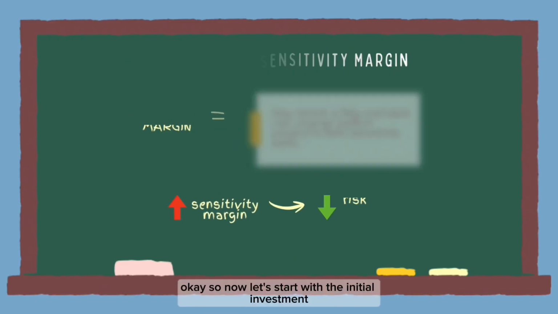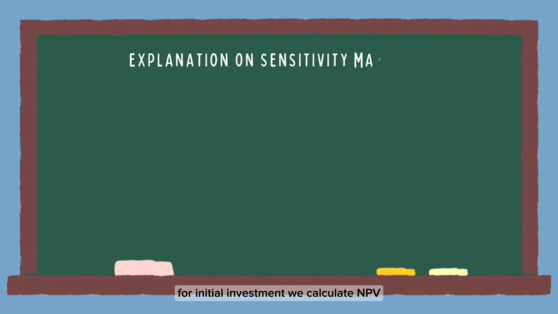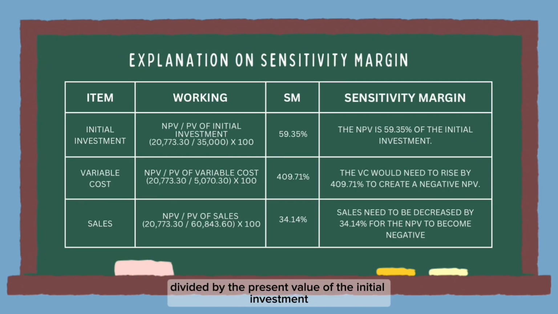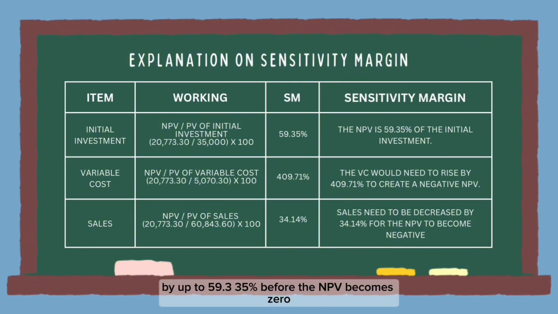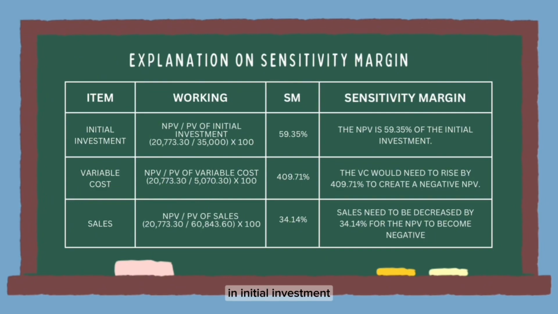Okay, so now let's start with the initial investment. For initial investment, we calculate NPV divided by the present value of the initial investment, which is 20,773.30 divided by 35,000, giving us 59.35%. This means that the initial investment could increase by up to 59.335% before the NPV becomes zero. This shows that the project is reasonably tolerant of increases in initial costs. Therefore, the project is not highly sensitive to changes in initial investment.